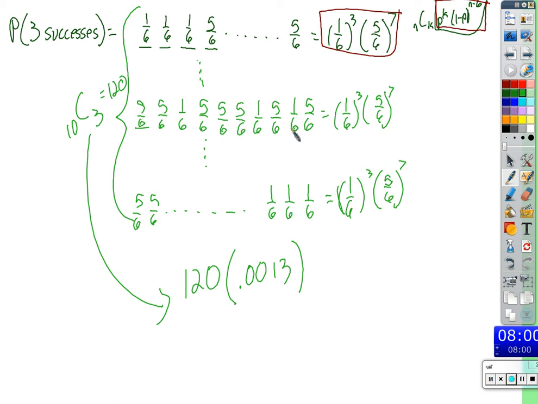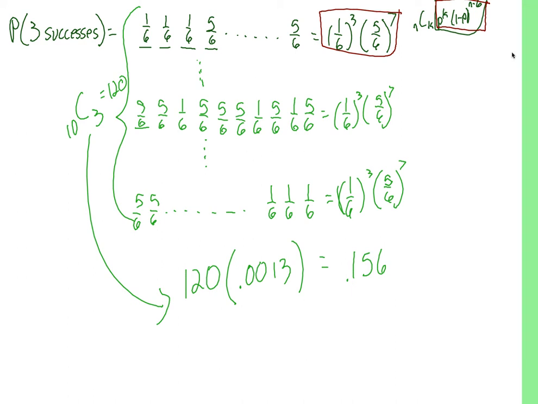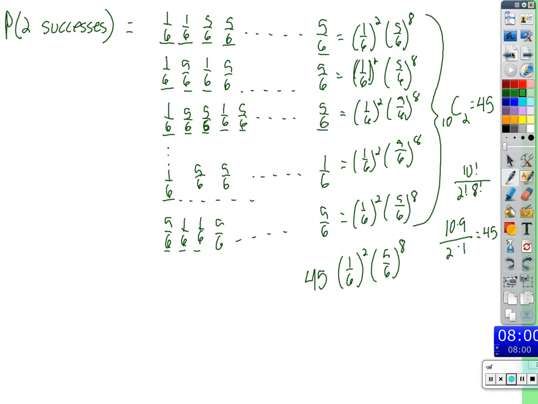But this is just describing one way that we could get 3 out of 10 successes. When we count all of them, there's 120 of them, so we add this probability up 120 times, or just do 120 times 0.0013, which comes out to be what? 0.156. What did the probability come out to be back here for 2 successes? We did 45 times 1/6 to the second times 5/6 to the eighth. What did that come out to be?